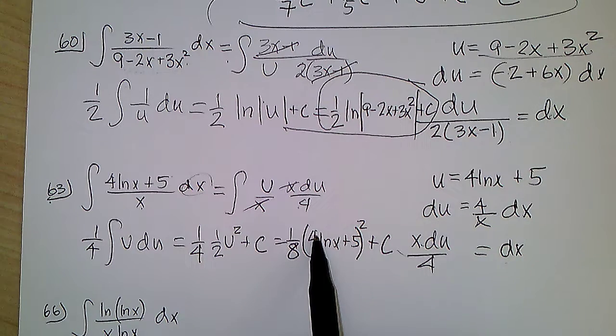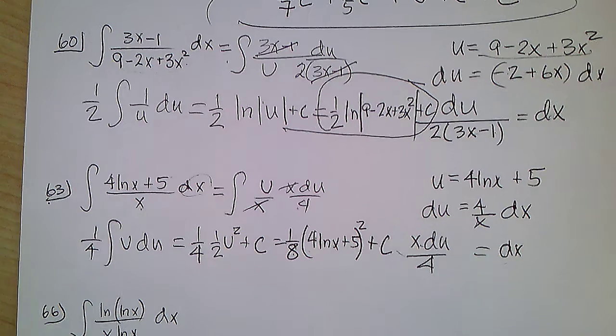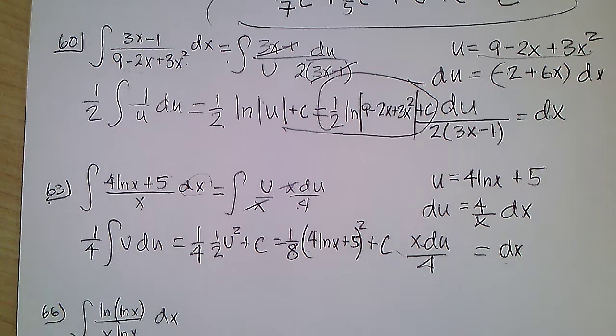1/8 times the 4 would be 1/2, but it'd be 5/8. No, you can't even multiply it in because that's squared. So that's where I'd leave it at.